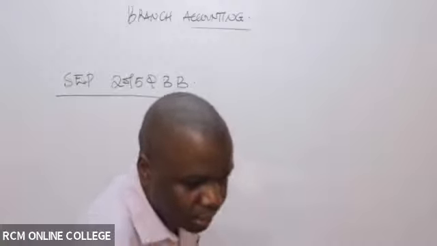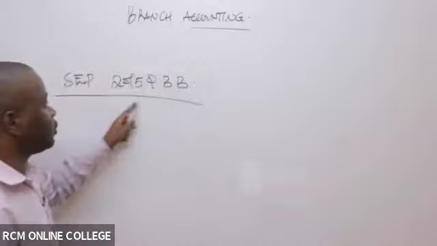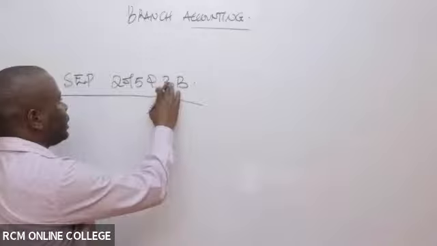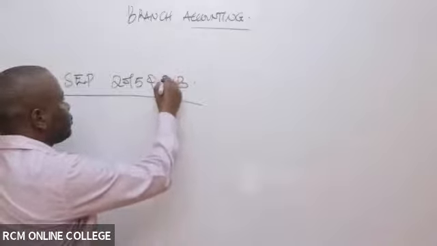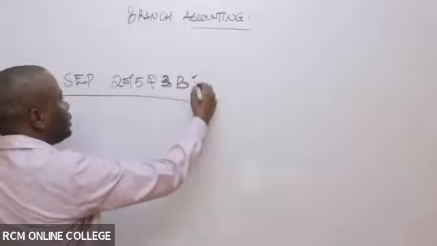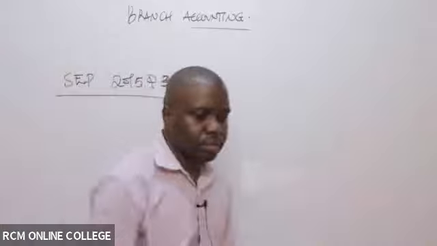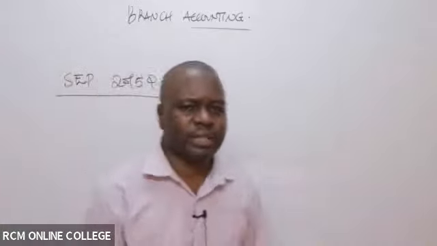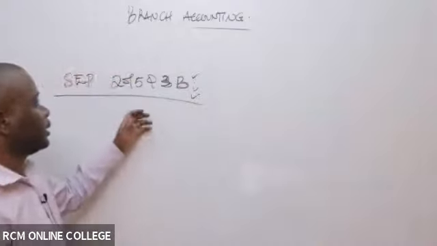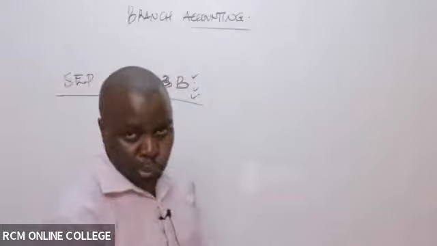Which question is on the board? Well, it is September 2015, question number 3B, Dennis. Try to attempt it. It's on branch accounts. Branch accounts are not frequently examined, but you need to know how to deal with it. Surprisingly, it can come in this setting. You never know.